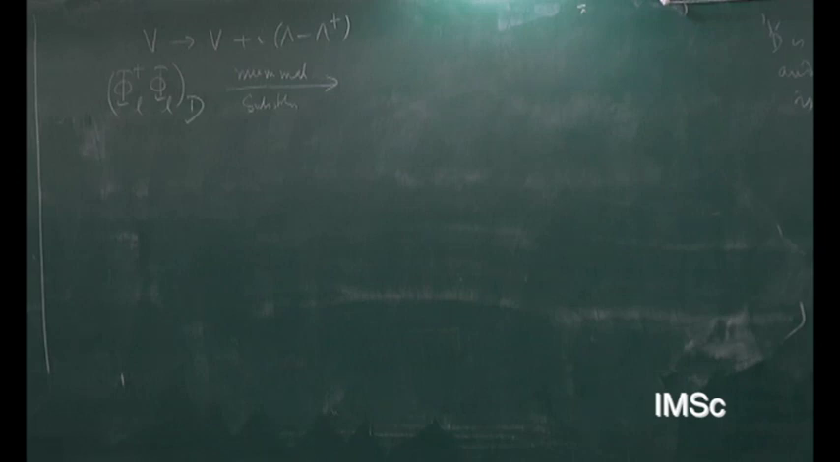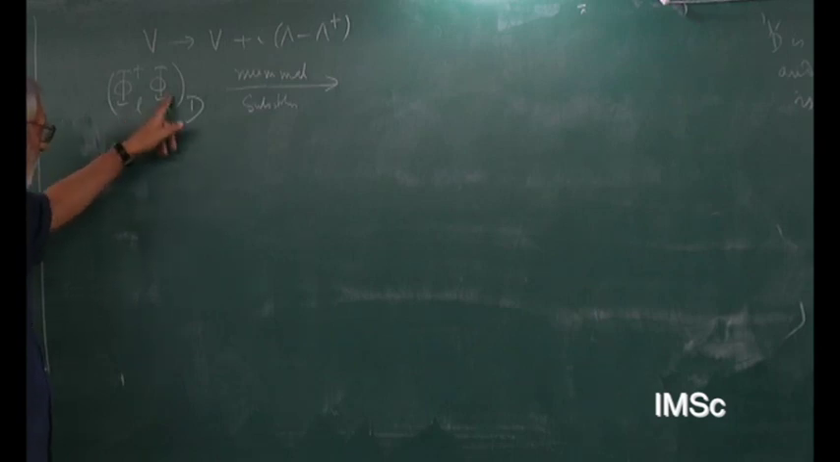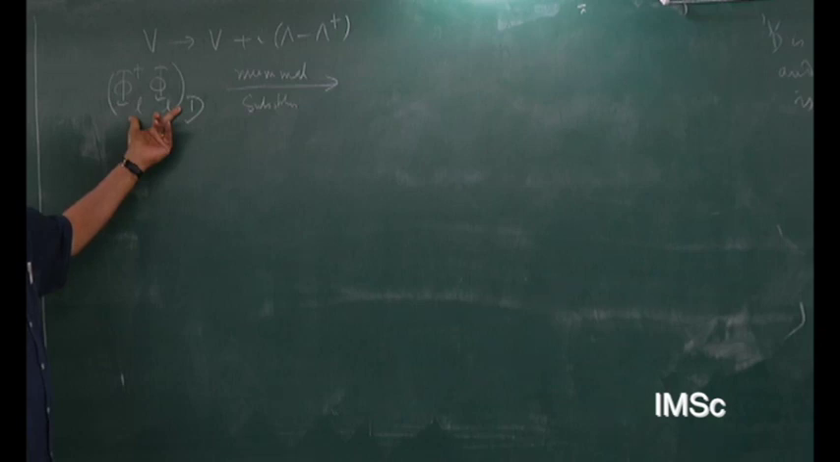So what we are looking for is a generalization of that concept of minimal substitution. I convert this object, which is not chiral. This is a chiral superfield, this is an anti-chiral superfield. This is not a chiral superfield, this is a vector superfield. It is self-conjugate. How do I generalize this so that it becomes gauge invariant?